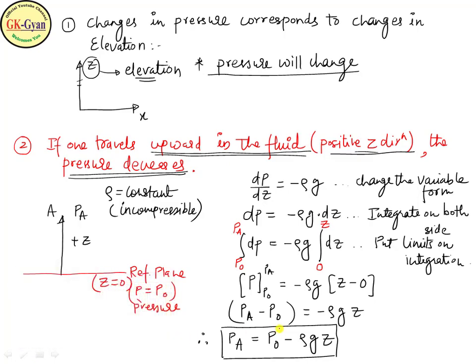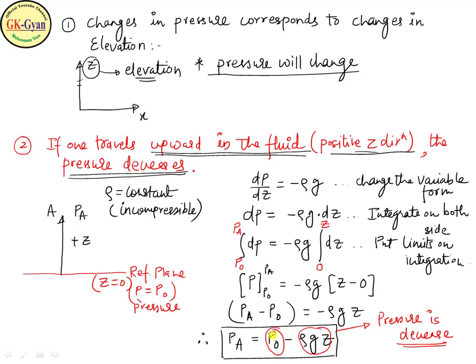Here P0 will be the reference pressure. From the reference pressure we are subtracting the value rho gz. So it means that the pressure will decrease. Are you getting my point? The pressure will decrease because we are subtracting the rho gz value of pressure from the reference pressure P0. That's why if you are moving upward, that is in the positive z direction, pressure will decrease.